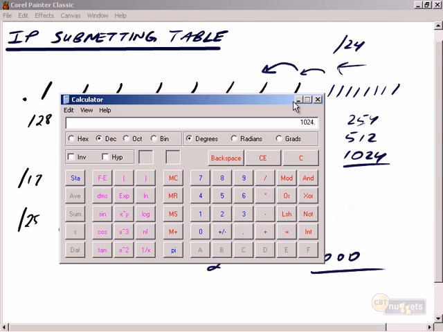Now, you might be asking, can I use the calculator on the JNCIA or JNCIS exams? You know what? I don't know. I never use the calculator. I think Microsoft lets you. I don't think Cisco does. So I would assume not, right?